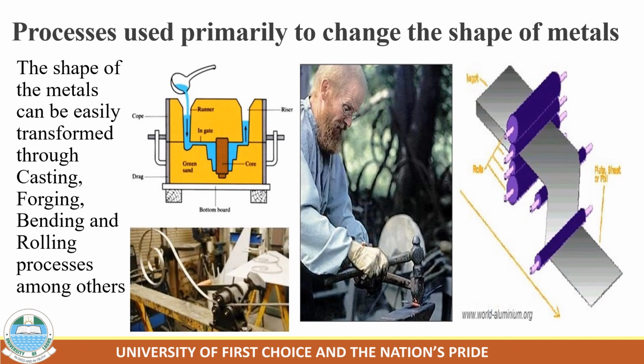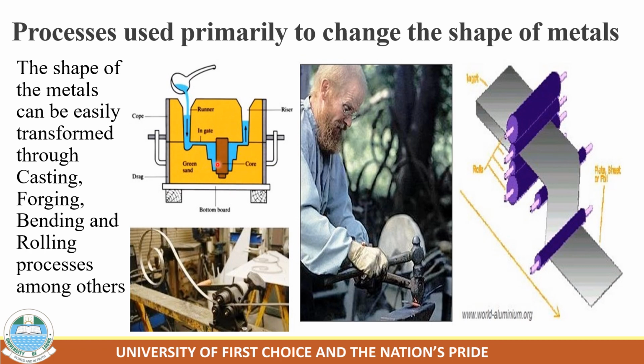Number 1 is a process used primarily to change the shape of metals. The shape of the metal can be easily transformed through casting, forging, bending, rolling processes, among others. When your metals are in plastic form, that is in a soft form, they can be easily deformed. The first one here is casting or foundry. You can call it foundry or casting.